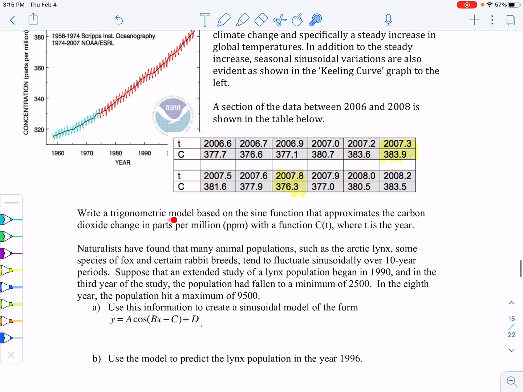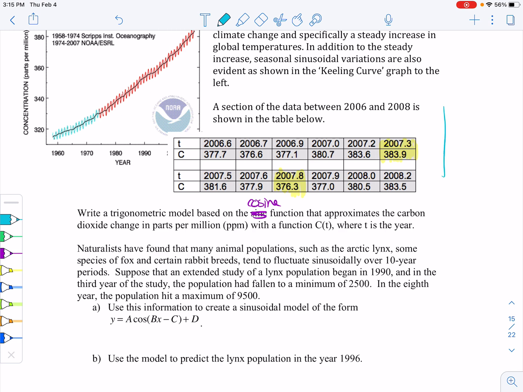So we're going to write a trigonometric model based on, it says sine, we're going to do a cosine function, that approximates the carbon dioxide change in parts per million with a function c of t, where t is the year. Okay? So I first need to use this table to find our maximum and minimum values. So I've already highlighted our max and mins. I'm looking at the max and mins of the y values. So this is the highest that our y values go, and this is the lowest that our y values go.